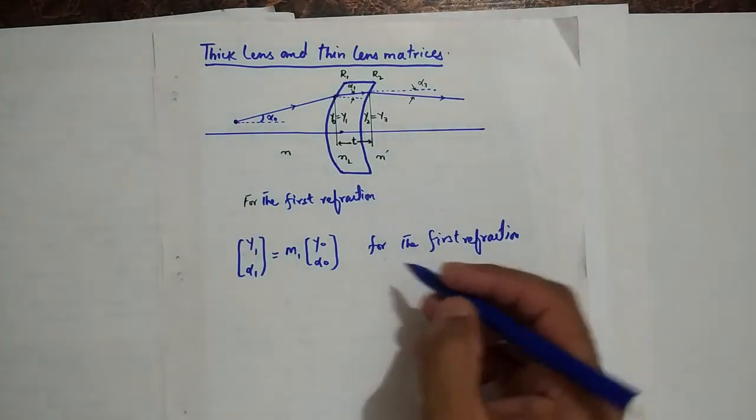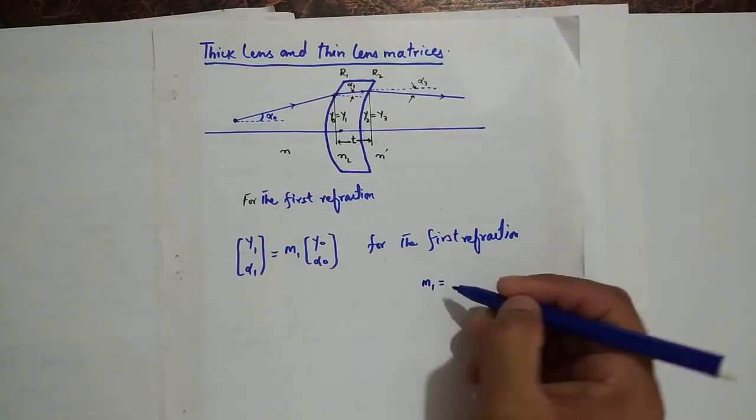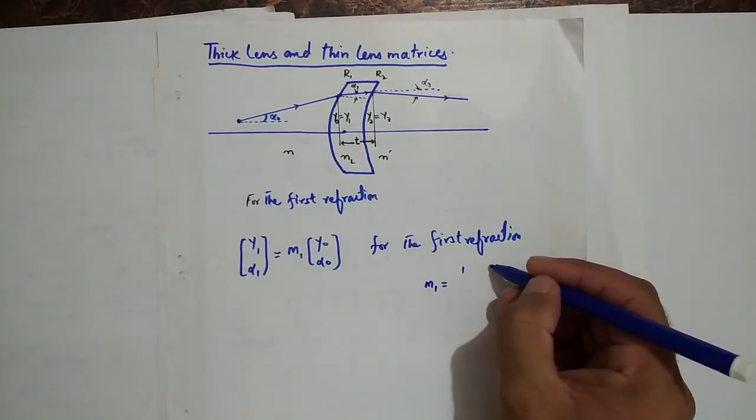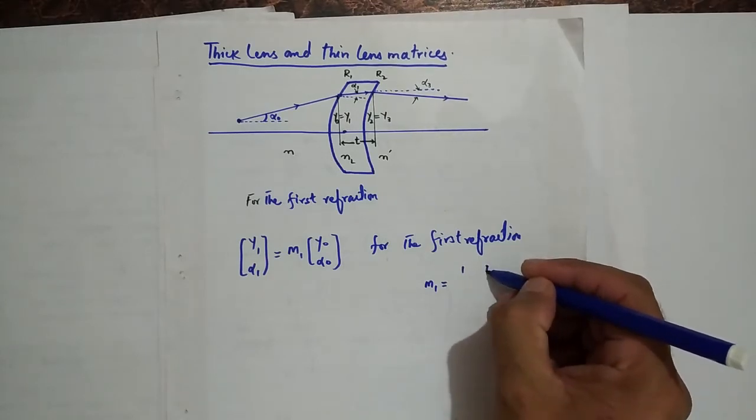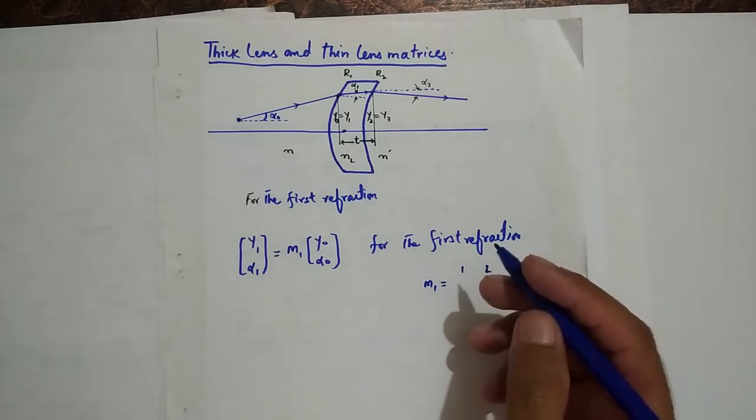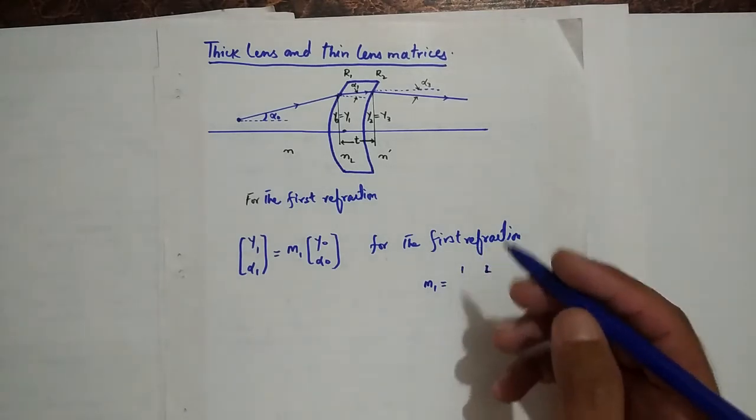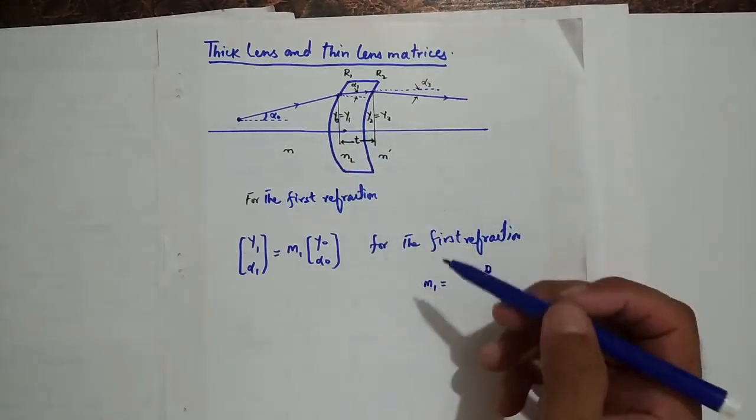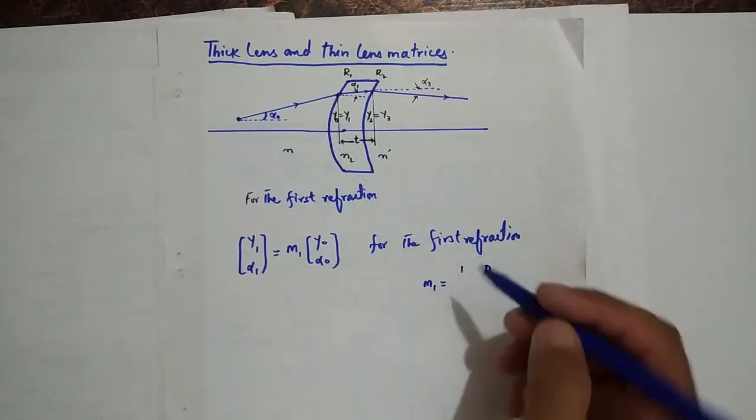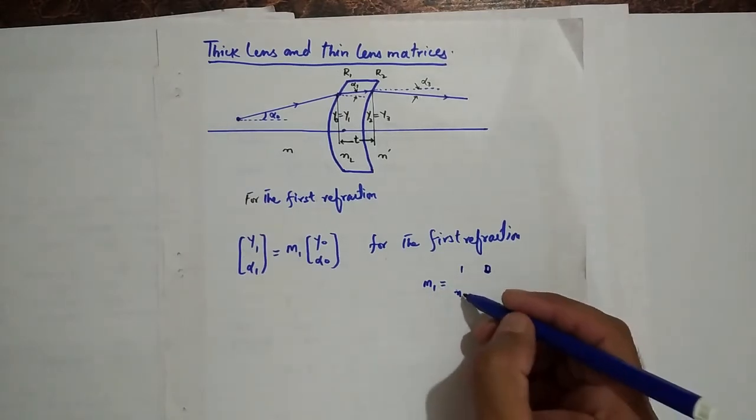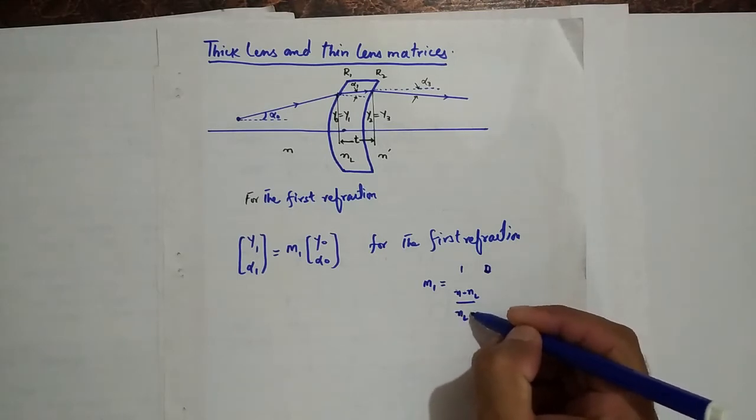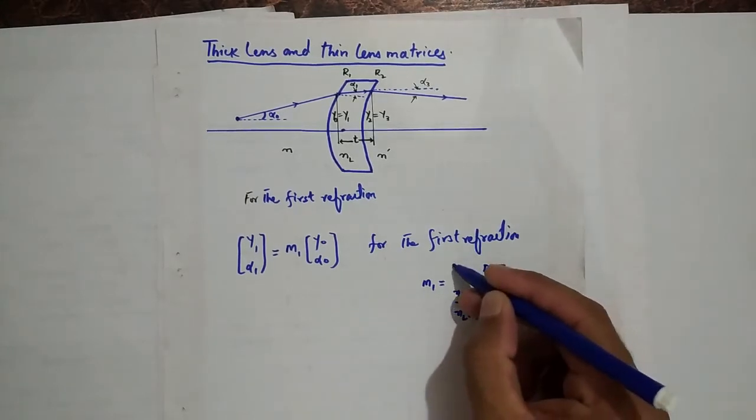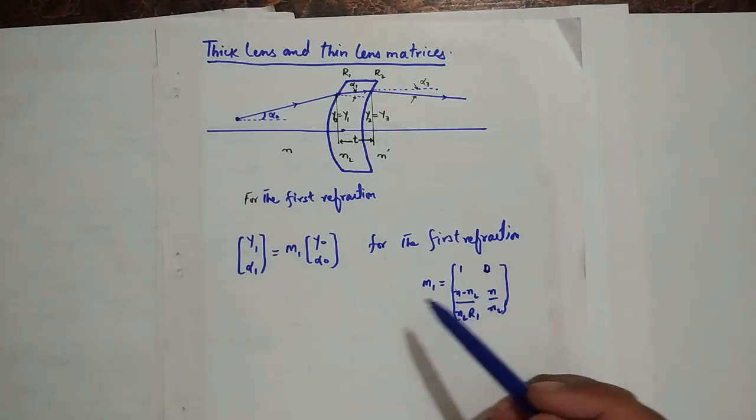And let me write it here. M1 is 1 0, sorry, this is 0, because here there is no translation. 1 0, n minus nl upon nl r1, into n upon nl. This is M1. Clear?